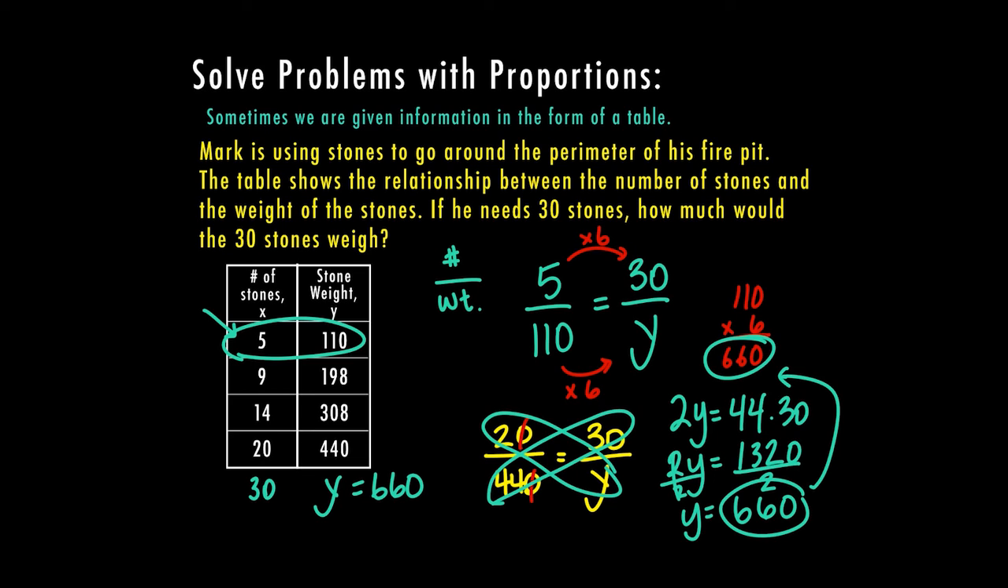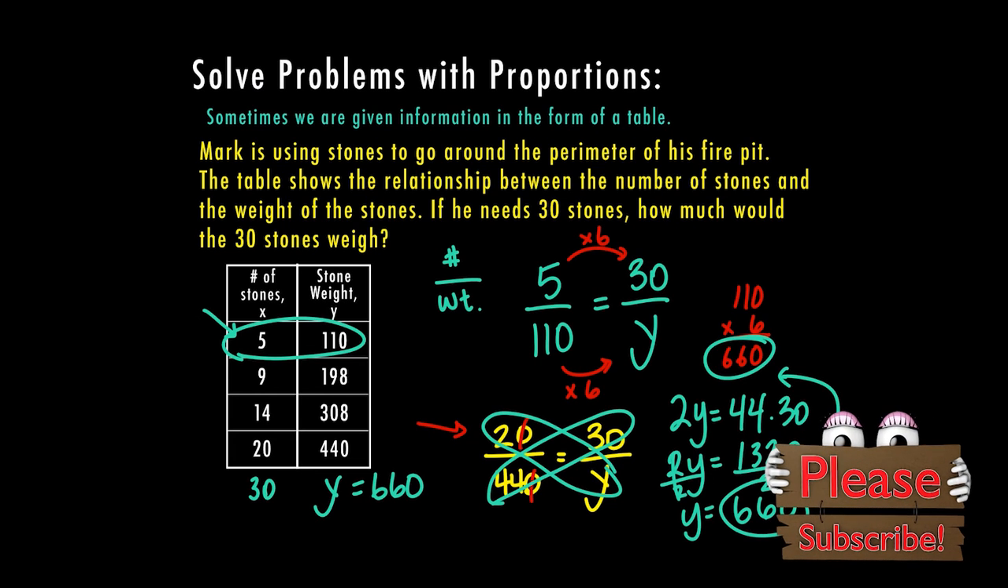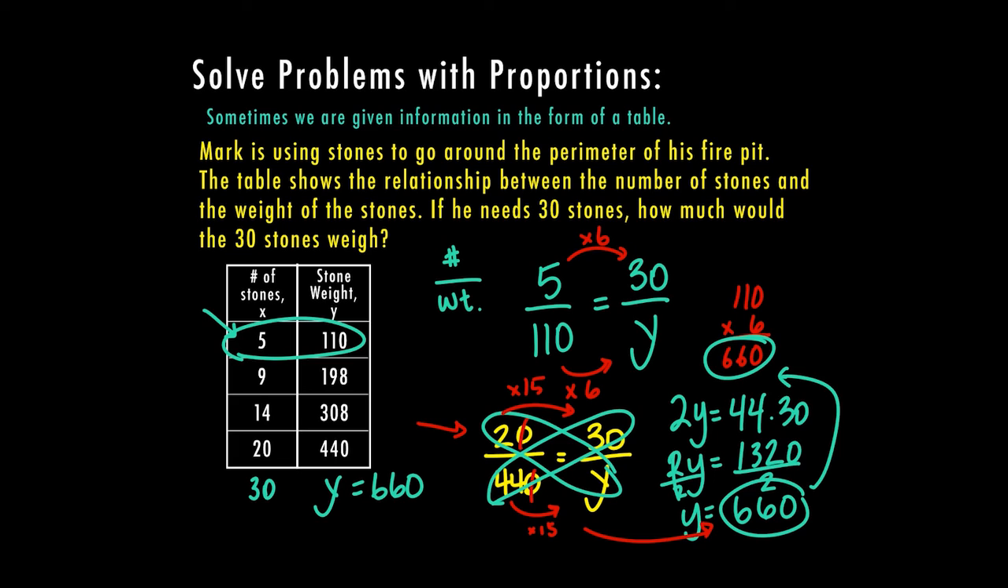So there are several ways that you can solve these. It's easy sometimes to just look for the simplest way possible. I could even go back to this problem down here, and once I simplify it, I could still use my scale factor. 2 goes into 30 15 times, and 44 times 15 is still going to equal 660. So as long as you do the math correctly, you should have the same answer either way.